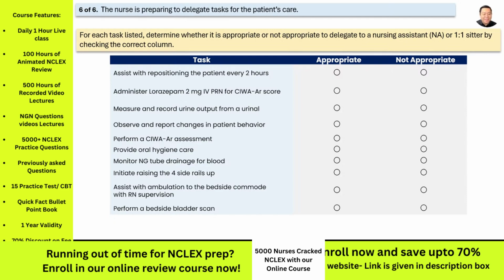That's quite obvious, right? This is appropriate because this is a routine aspect of basic nursing care, also aimed at preventing pressure ulcers and maintaining skin integrity.